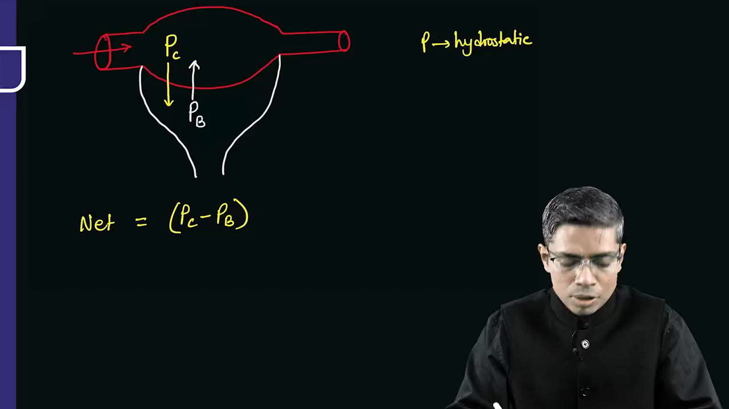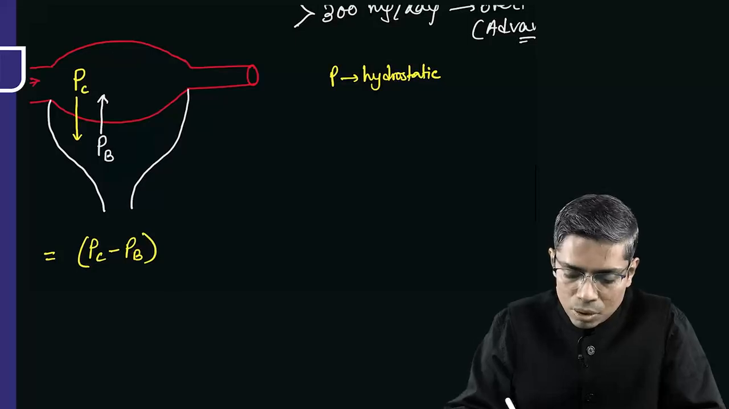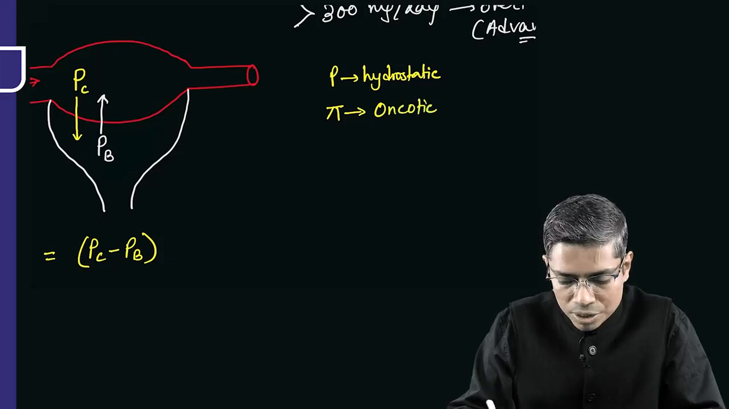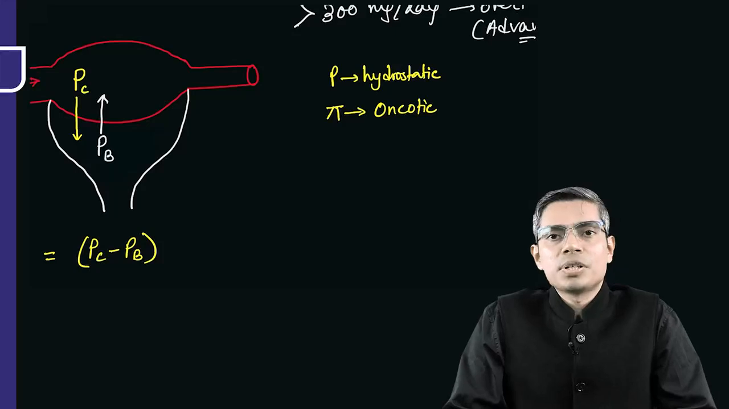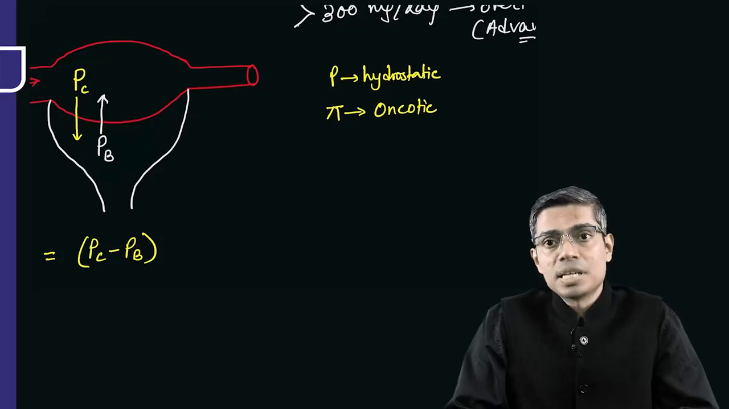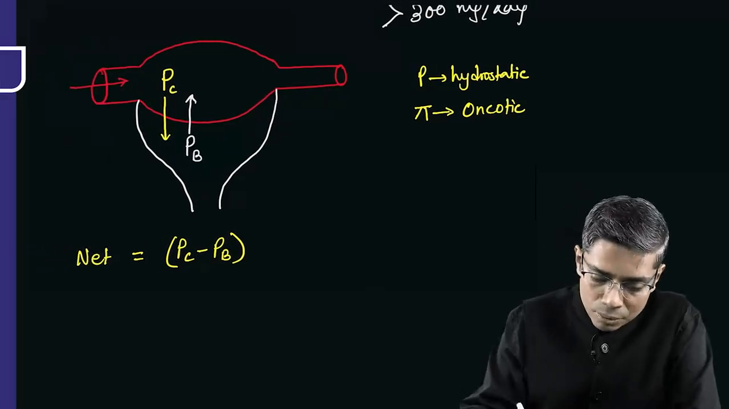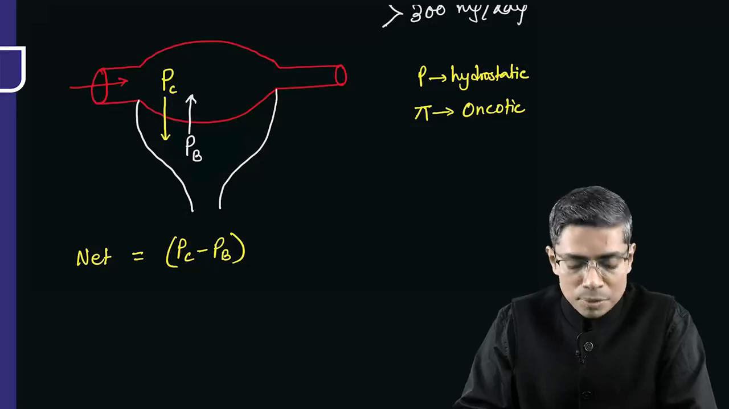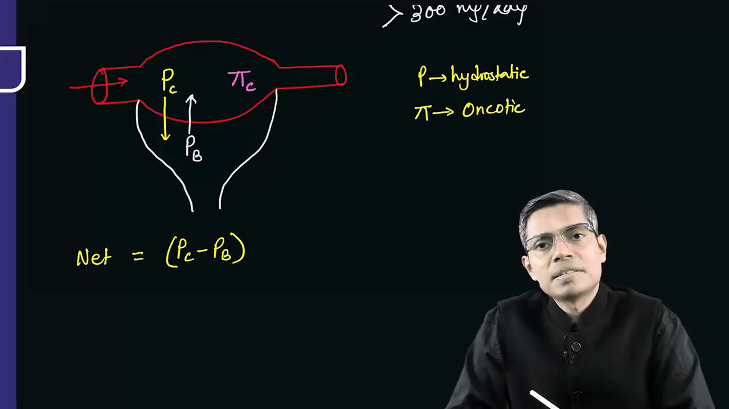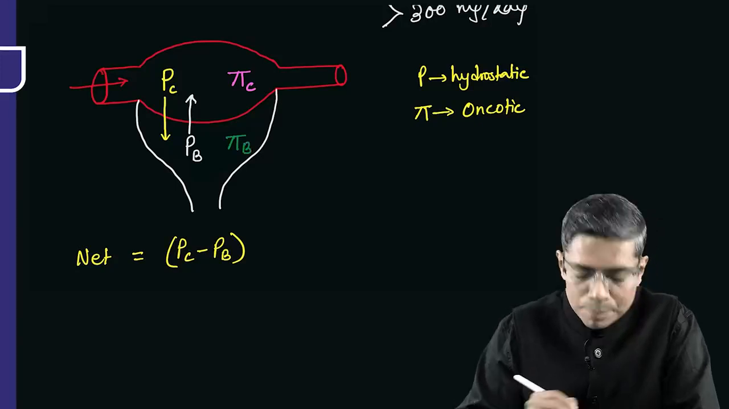Now, not only hydrostatic pressure, you have to think of another pressure which is known as the oncotic pressure, denoted by pi. All of you know that oncotic pressure is nothing but the osmotic pressure exerted by the plasma proteins, mainly the albumins. This capillary blood will contain plasma protein, obviously albumin will be there, so there will be an oncotic pressure at the level of this capillary. Suppose that is pi C. And the oncotic pressure of the Bowman's capsule, suppose that is pi B.